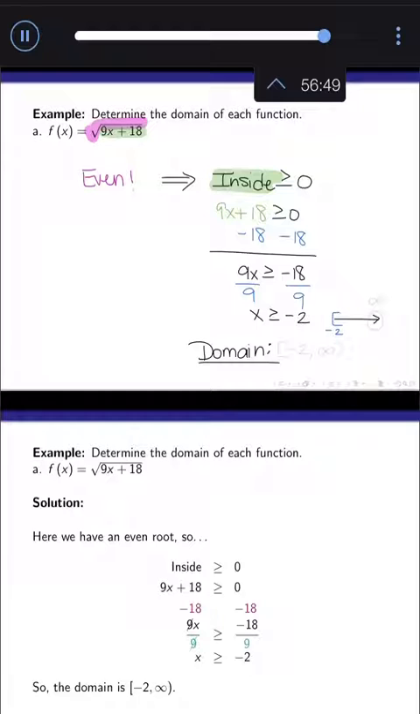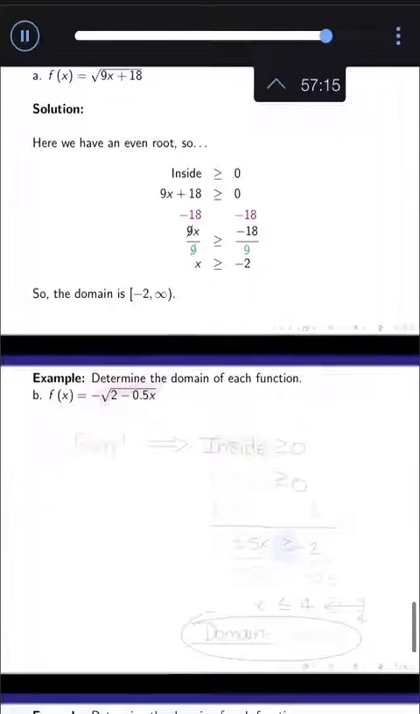So to convert this into interval notation, reading this from left to right, we'll start at the negative 2, which has a bracket, and it goes off forever towards infinity. So we'll say comma infinity, which always will have a parenthesis, so we'll stop with a parenthesis. So that's our official domain: bracket at negative 2, comma infinity, which has a parenthesis. Let's look at another one.